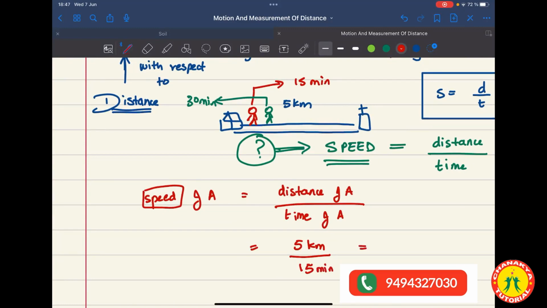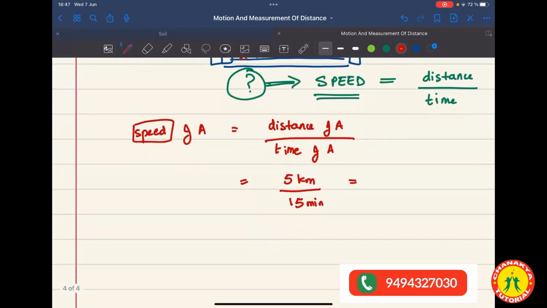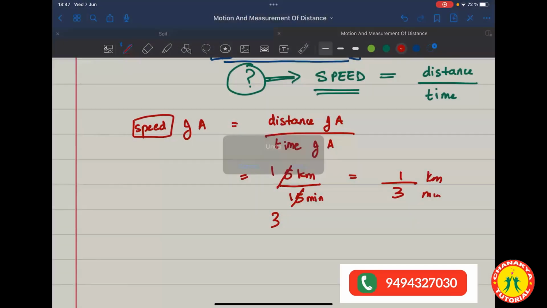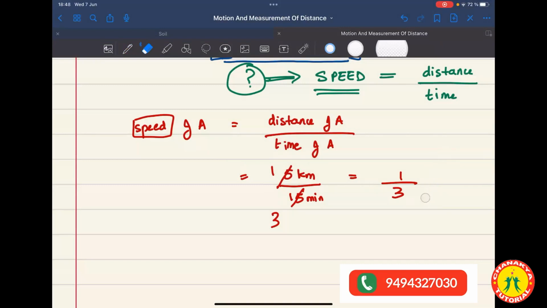Okay. Now, how will you divide? Okay. So 5 ones are 5, 5 threes are 15. 1/3. 1 kilometer by 3 minutes. We can use the unit later on. What is 1/3?